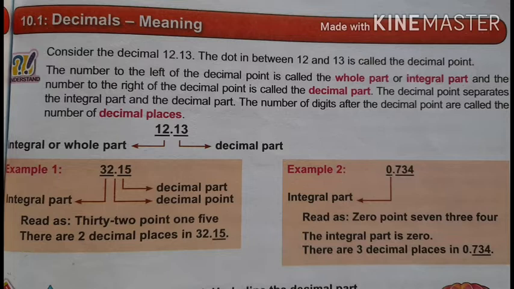Similarly, other decimal numbers have been given there, 32.15 and 0.734. Their decimal part, decimal point and whole number part have been given there. You have to identify and learn. After that, we will go to our today's concepts.